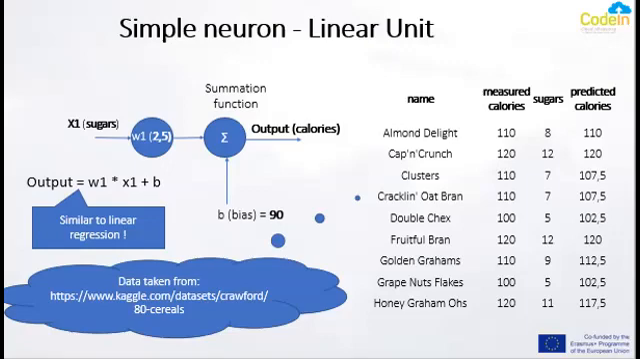It's amazing how this simple linear unit can make predictions based on its learned weights and biases. This can be used for regression problems where the goal is to predict continuous values.